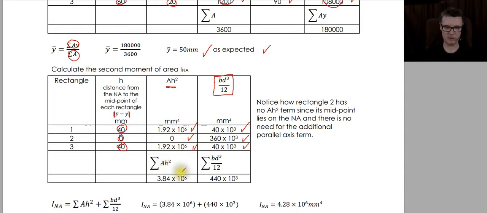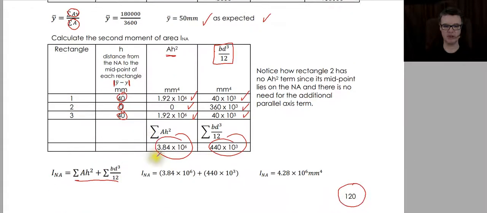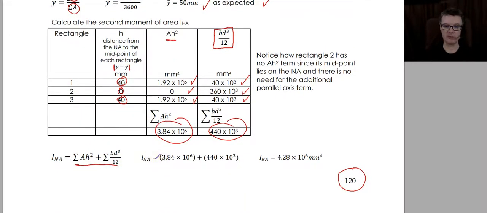So I'm going to add up all these terms, my A h squared terms, add up all my b times d to the power 3 divided by 12 terms, add everything up, and then that gives me the second moment of area for the cross section. So add these up, add these up. Usually it's a good plan to add these up individually and compare them.